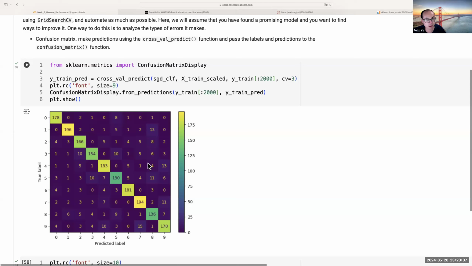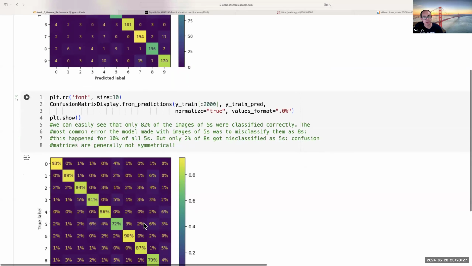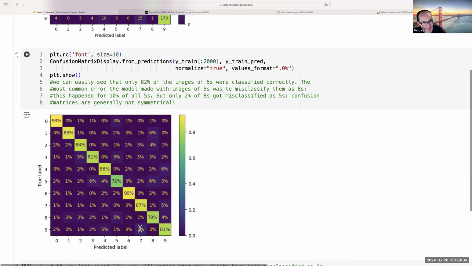But there are a bunch of off-diagonal entries. Some of them are big, for example, this is 15 right here. That means we predict 7, but it actually should be 9. So these actually get confused here. And of course, we can just take the ratio here, and you can see right here for the true label 9, about 7% are classified as 7, which is not really good.